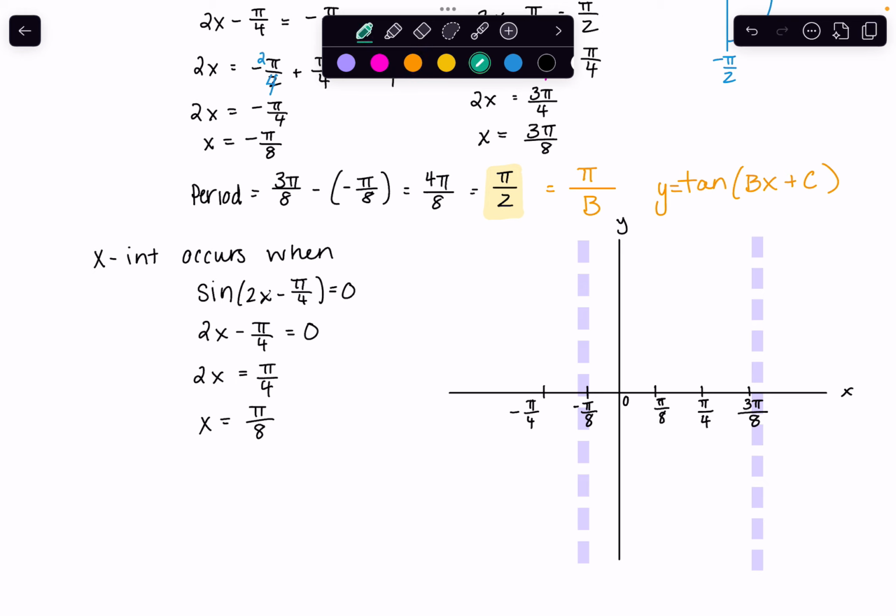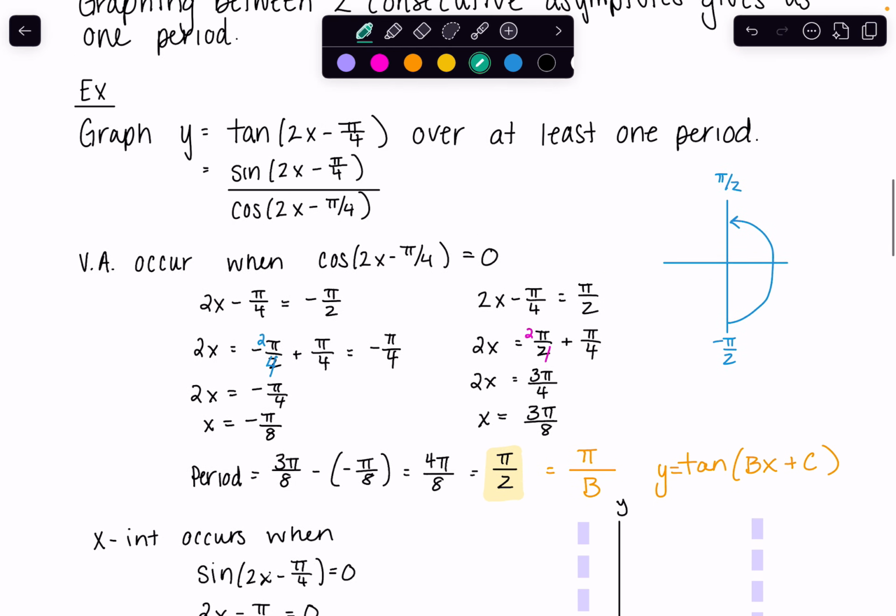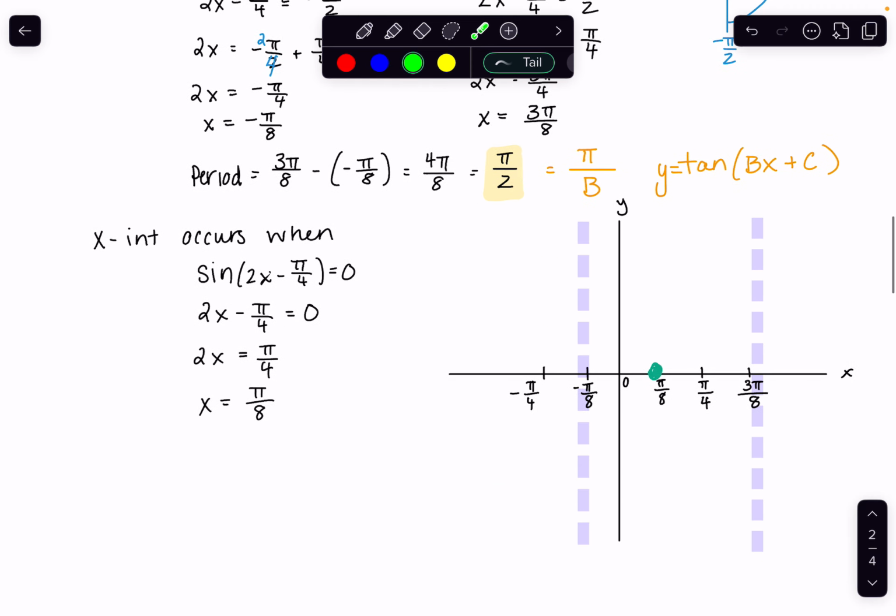Our tangent function has a 0 halfway in between these two asymptotes. And then I don't have a reflection or anything out here, so I don't have to worry about it. We have our normal tangent graph. So it just looks like this. And then you could copy and paste this over more intervals if you need to, but it is pi periodic, so we just need it between two asymptotes.